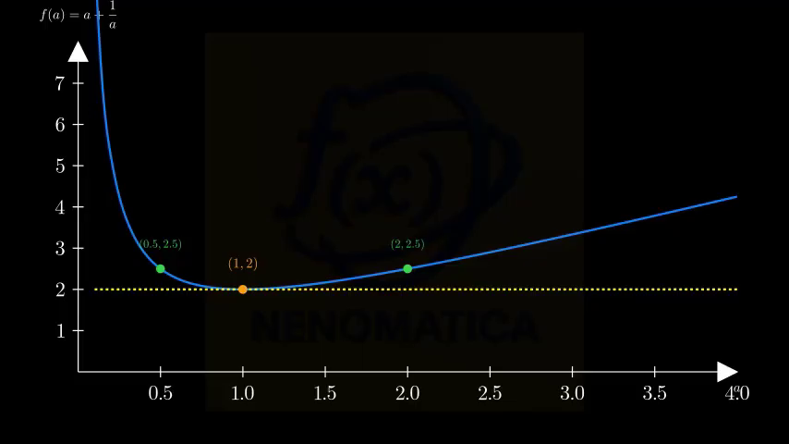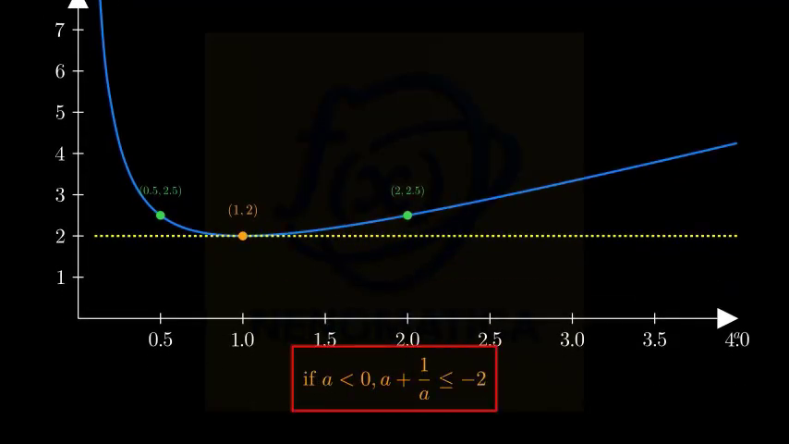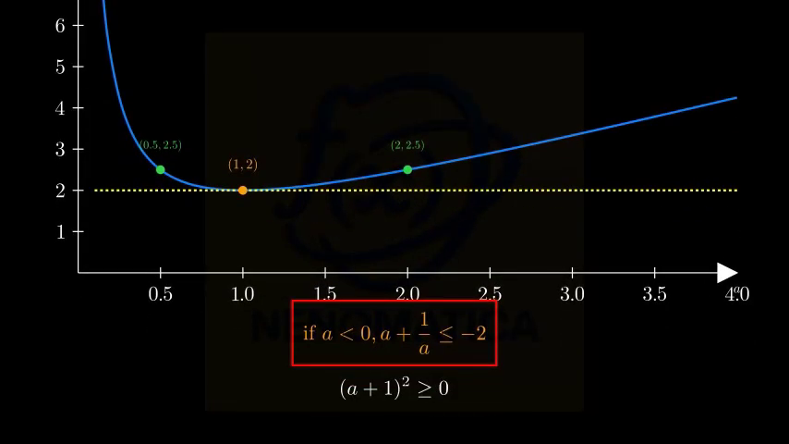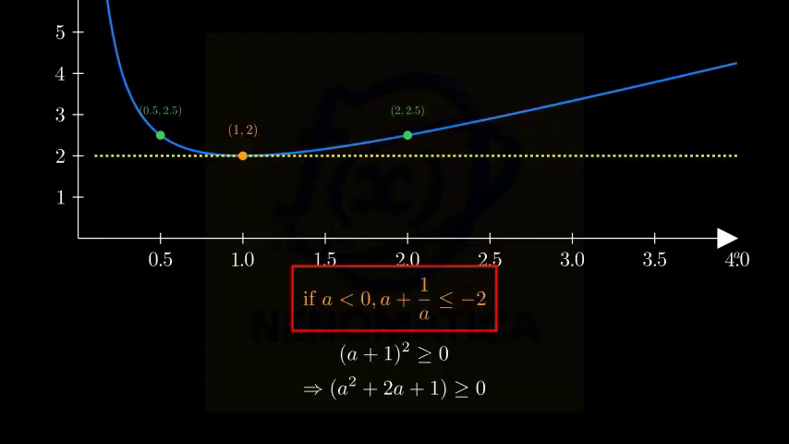Now, let's look at the second part of the theorem. If a is less than 0, then a plus 1 over a is less than or equal to negative 2. Let's prove this second part of the theorem. Similar to before, we start with the expression (a plus 1) squared is greater than or equal to 0. This is true for any real number. We expand this to get a squared plus 2a plus 1 is greater than or equal to 0.